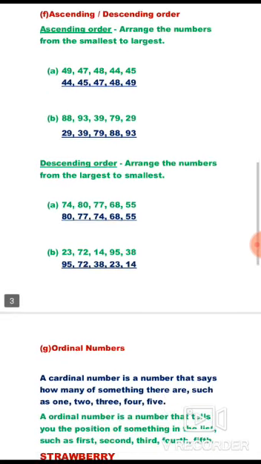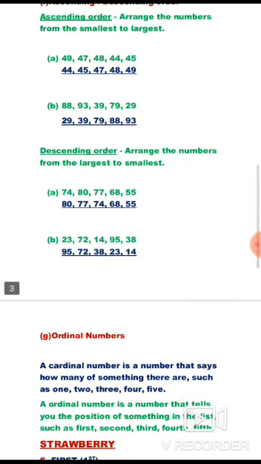Now ordinal number. Ordinal number is the number that tells you the position of something in the list, such as first, second, third, fourth, fifth. It means it doesn't tell you how many, it tells you the position. Okay.